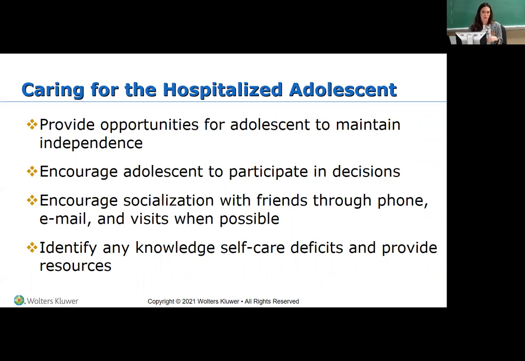And then we want to make sure that we're identifying any knowledge or self-care deficits, which happens, they don't know everything. And so we need to make sure that we as nurses recognize what they don't know so that we can give them the proper education and give them the appropriate resources. So whether it be using an app on their phone, or maybe showing them a YouTube video, they're not going to want to read a big thick booklet about whatever disease or diagnosis that they have. So trying to find creative ways to give them that information is super important.